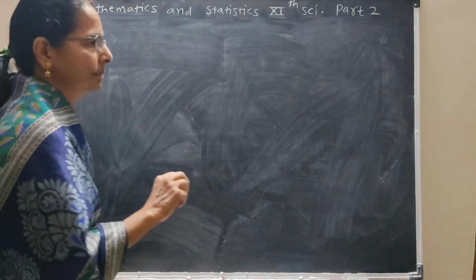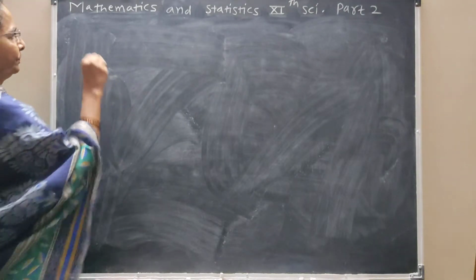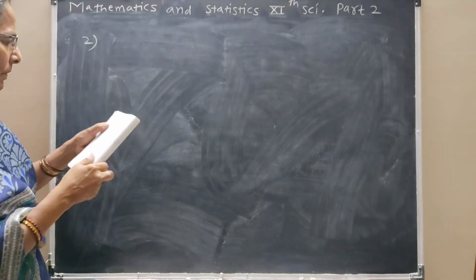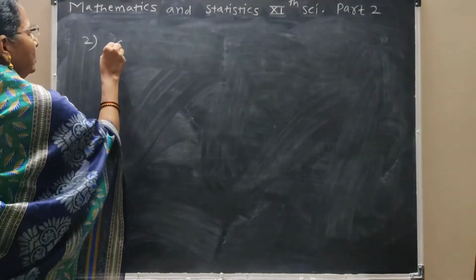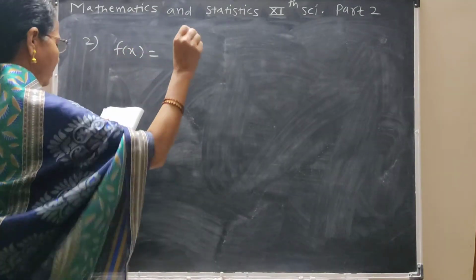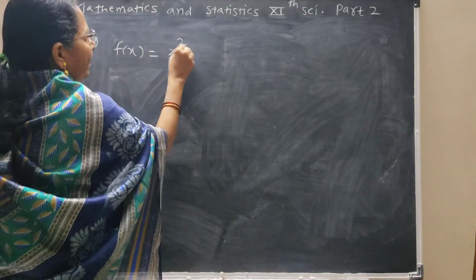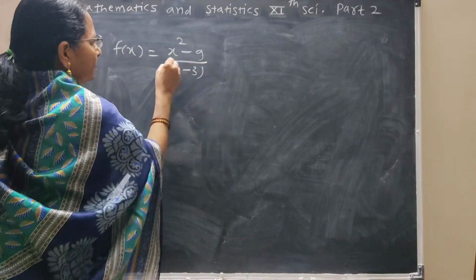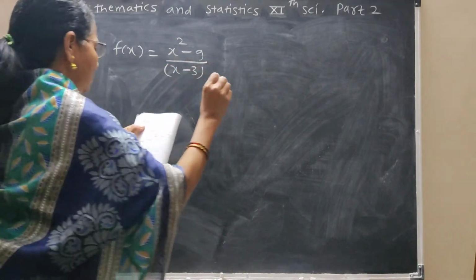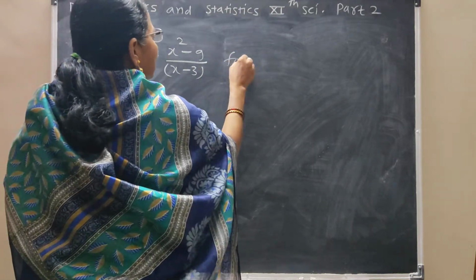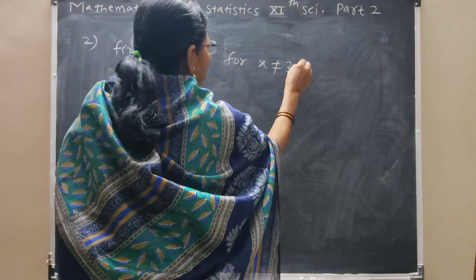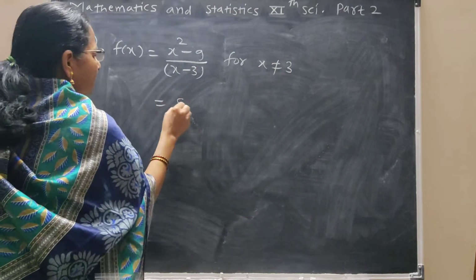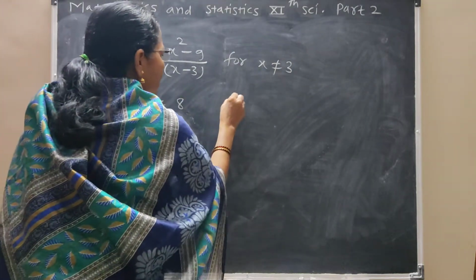Next question. Question 2. f(x) is equal to (x² − 9)/(x − 3) for x not equal to 3, and is equal to 8 for x equal to 3.